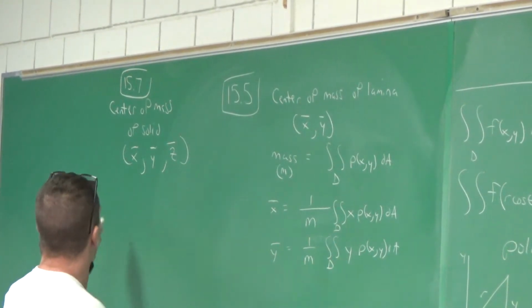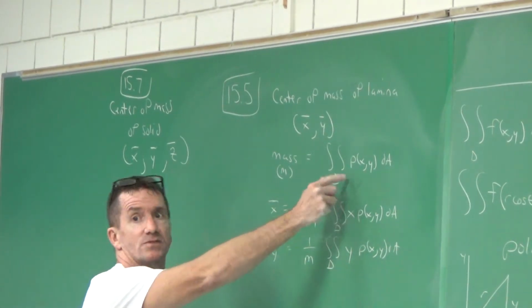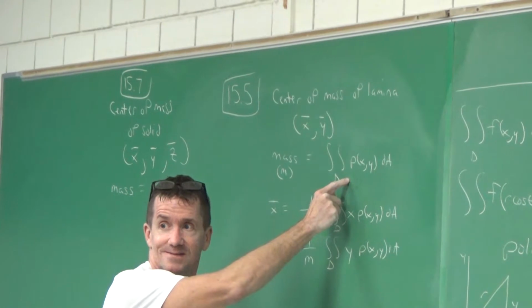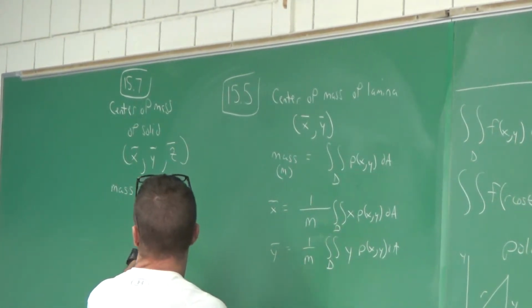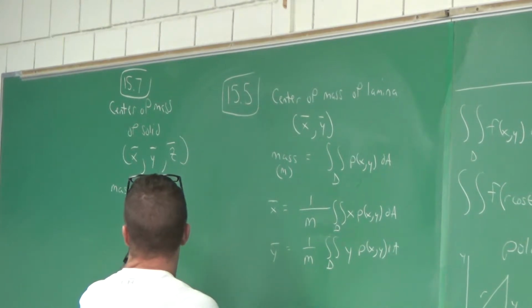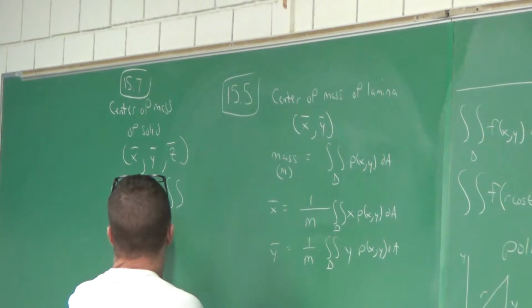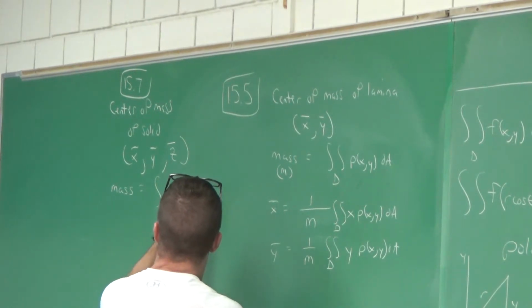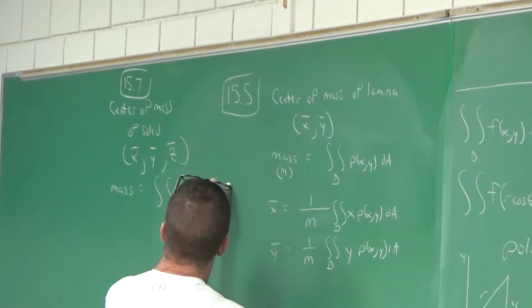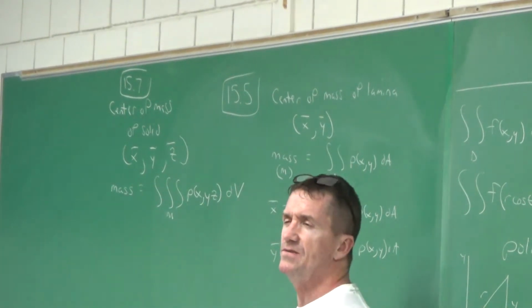Let's start with mass. What would mass be? It should be similar to this, except it's going to be a triple integral. What will mass equal? Triple integral, and let's just call this region, whatever this is over, region M. Rho of x, y, z, dV. We use dV, V for volume.